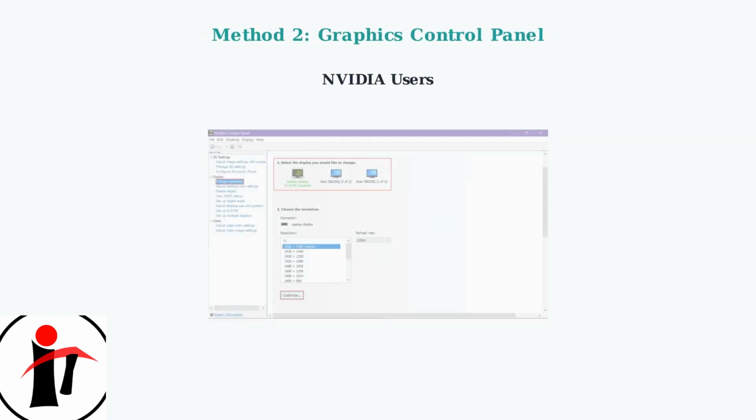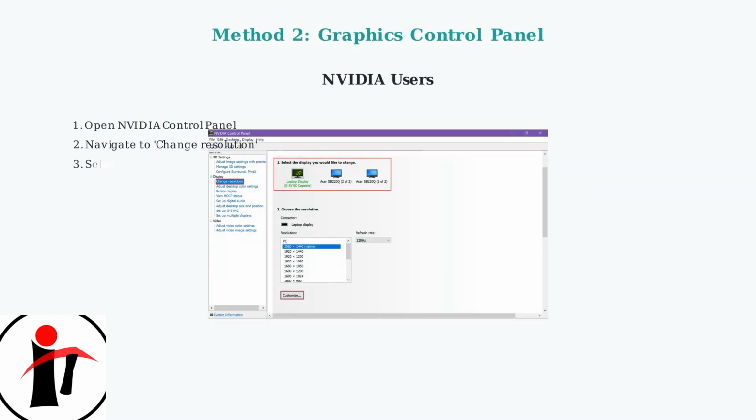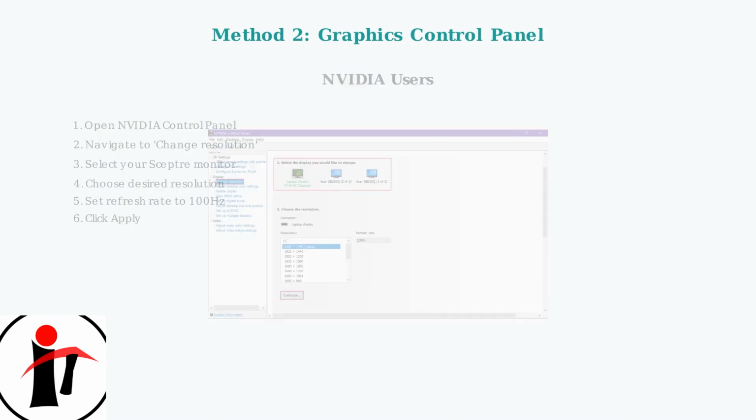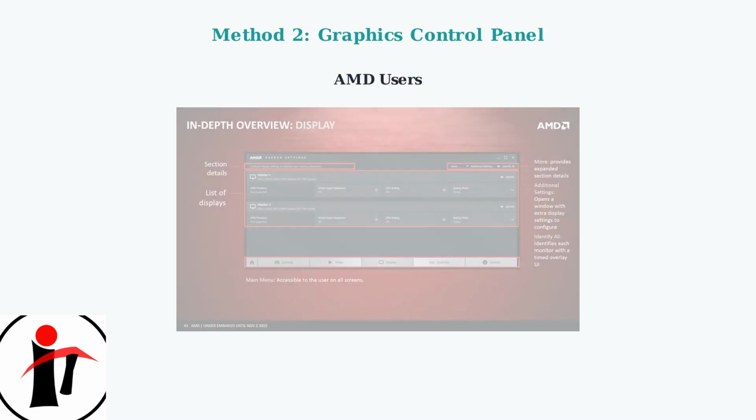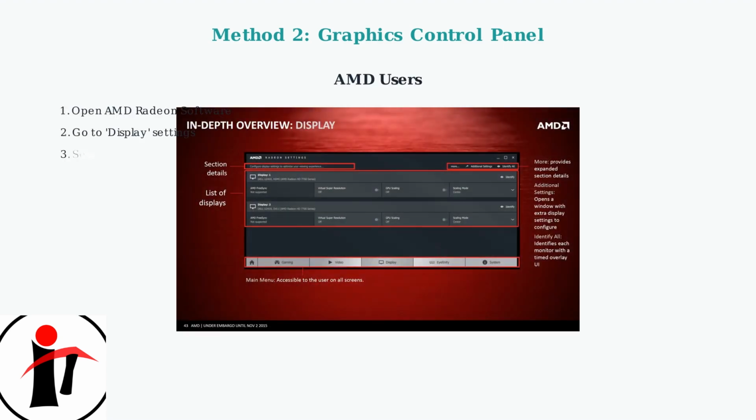Method 2 uses your Graphics Control Panel. For NVIDIA users, open the NVIDIA Control Panel and navigate to Change Resolution. Select your Sceptre monitor, choose your desired resolution, and set the refresh rate to 100 Hz. For AMD users, open AMD Radeon software and go to Display Settings. If 100 Hz is not listed, select Custom Resolutions to configure your resolution and 100 Hz refresh rate manually.